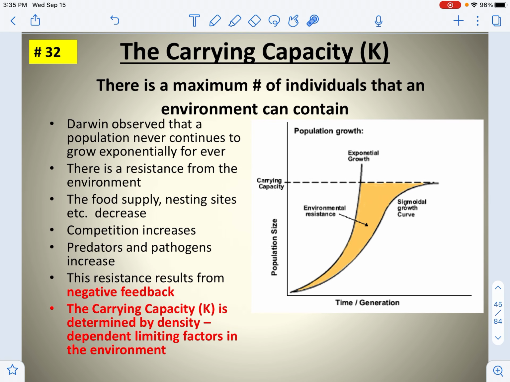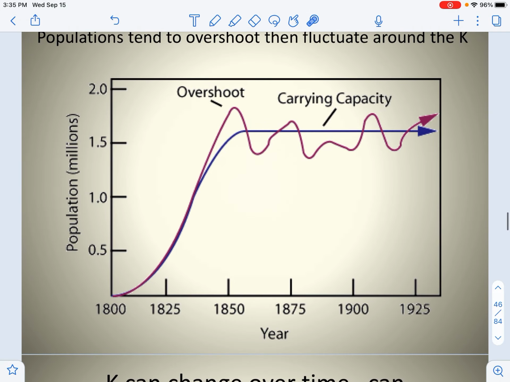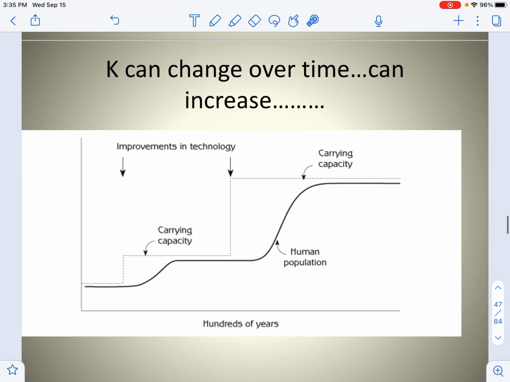This is just defining carrying capacity, which I think everybody understands. It's a natural line that we find when we see where a population levels off, and it's determined by density-dependent limiting factors. Okay? I think I'm going to end there.